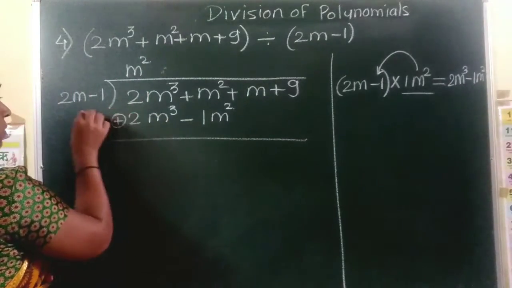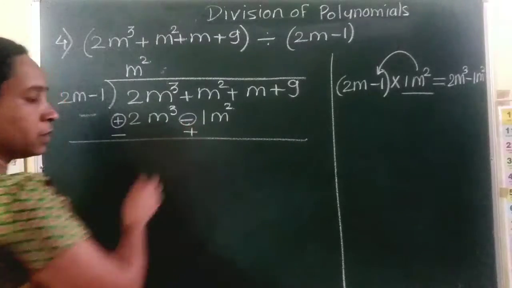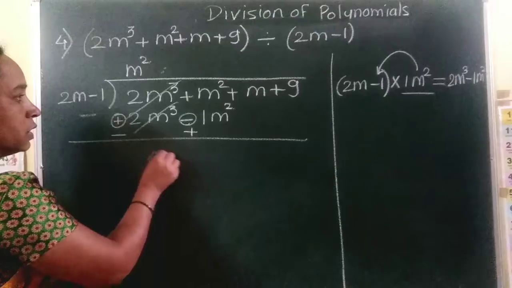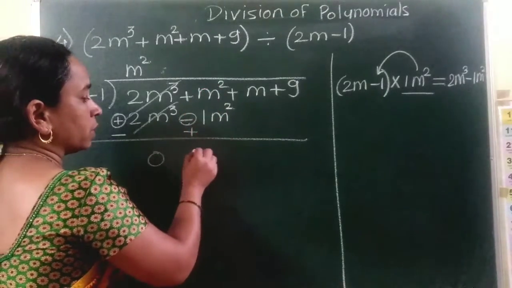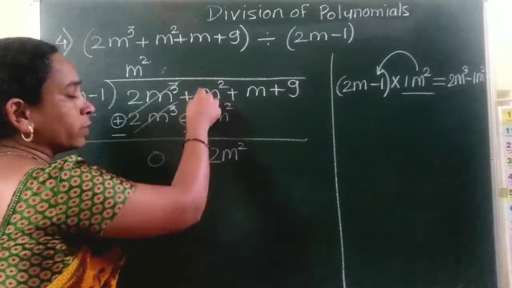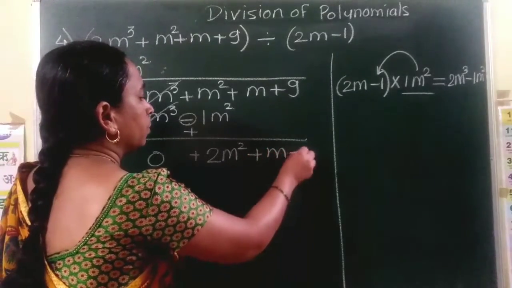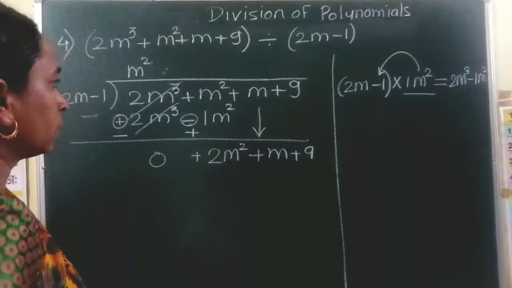Signs will change. Minus will become plus. First term would be cancelled. It will become 0. Plus 1 m square plus 1 m square, so it will become 2 m square. There is no coefficient, so we will consider it as 1. Plus m plus 9. Remaining terms will take it down.